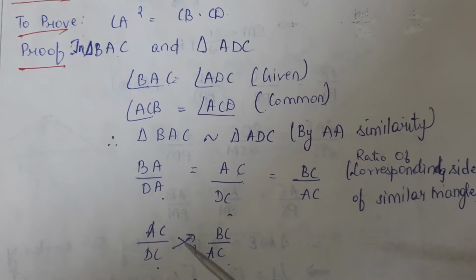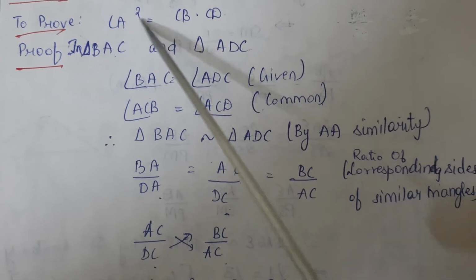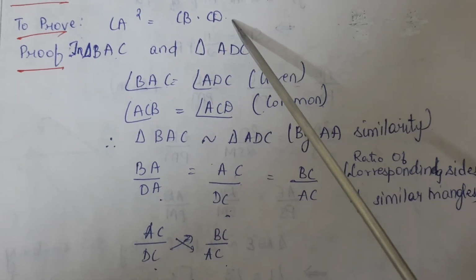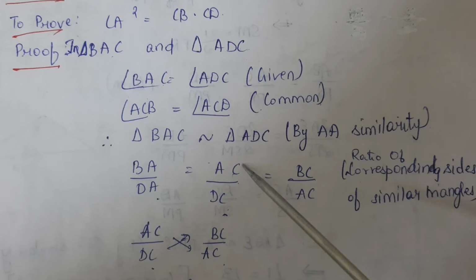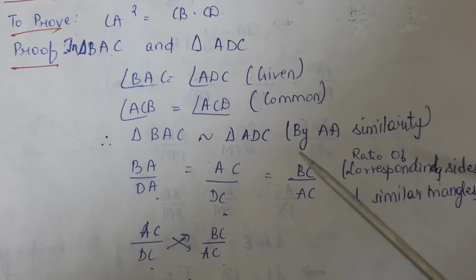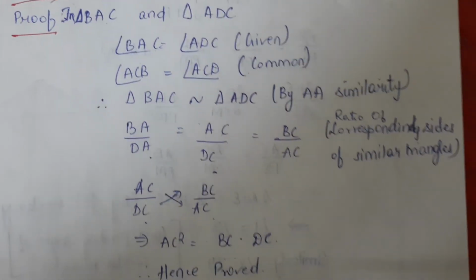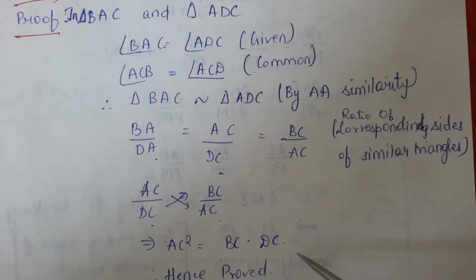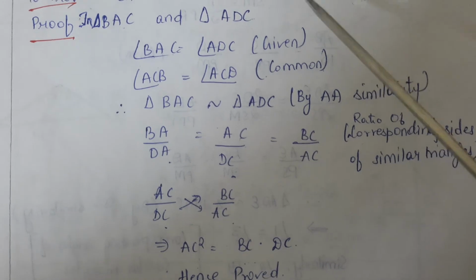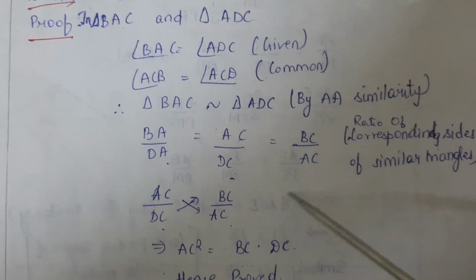So now we have to prove CA square is equal to CB into CD. So let us take these two ratios. AC by DC is equal to BC by AC. So when I cross multiply, we get AC square is equal to BC into DC. So we have proved the statement.